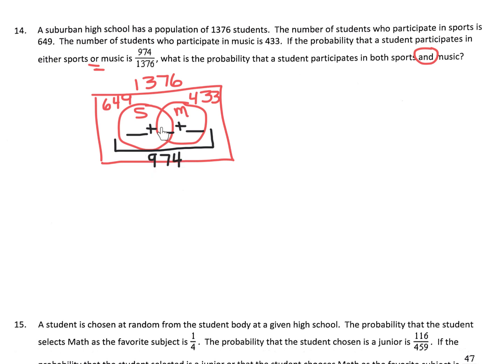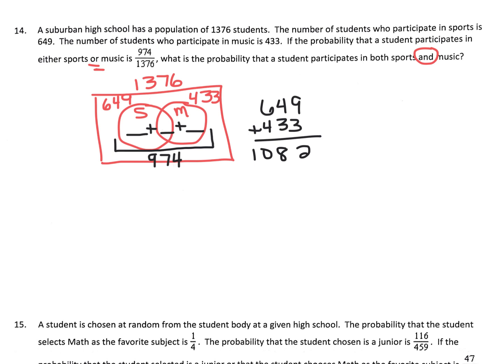Now, we don't know any of the numbers within the circle. But think about it. If we were to add these two numbers on top, shouldn't it add up to more than 974? Because whatever number is in the and spot in the middle is accounted for within the 649 as well as within the 433. So if we add these two numbers up, let's figure out how far above 974 they are, and that'll tell you which number was accounted for twice.